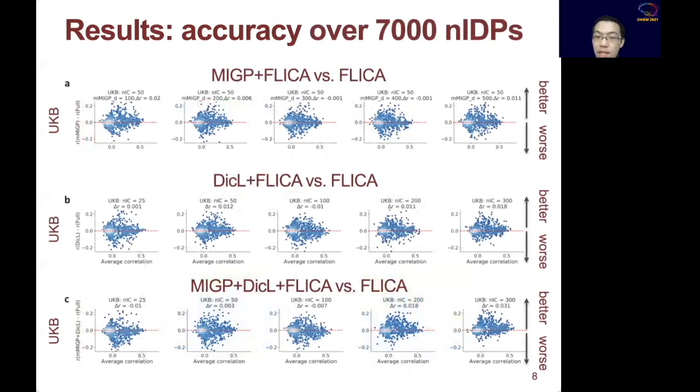In real data, as there is no ground truth available, we tested whether the modes of BigFLICA have a similar prediction accuracy of NIDPs compared with the original FLICA, using 1,000 subjects from the UK Biobank. Here are some Bland-Altman plots that describe the differences in prediction correlations with the NIDPs in UK Biobank.